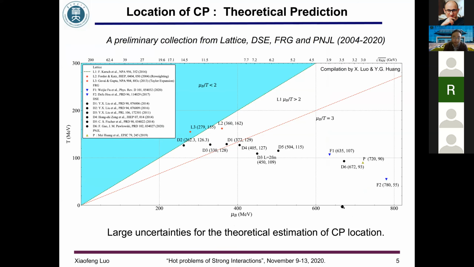From the theoretical side, there are a lot of predictions about the location of the QCD critical point in the phase diagram. Here I show you a compilation of results from lattice QCD, the Dyson-Schwinger equations, the functional renormalization group, and also some effective model calculations. You can see that the results spread over a wide region in the QCD phase diagram. So we still have large uncertainty in the theoretical estimate of the critical point location.